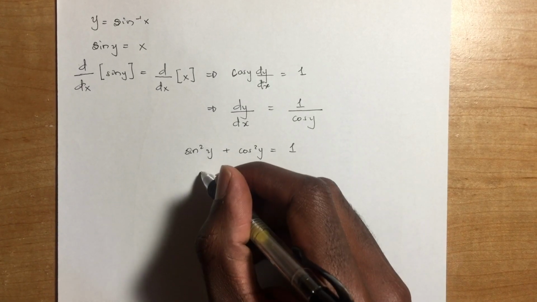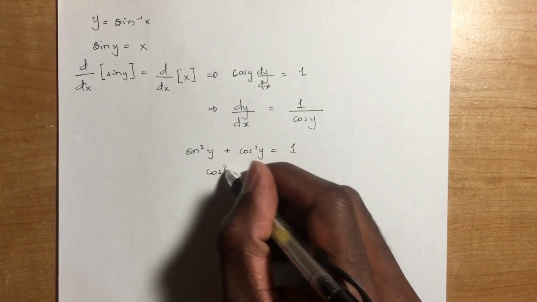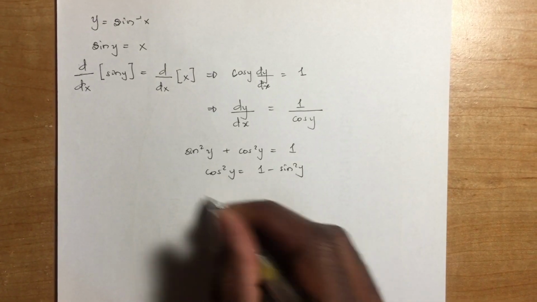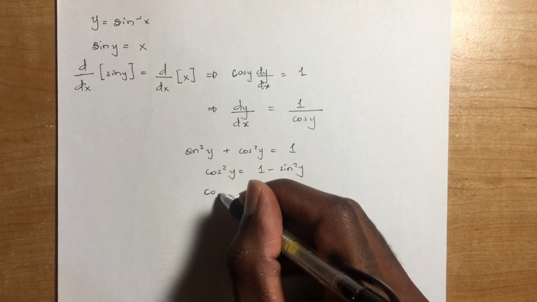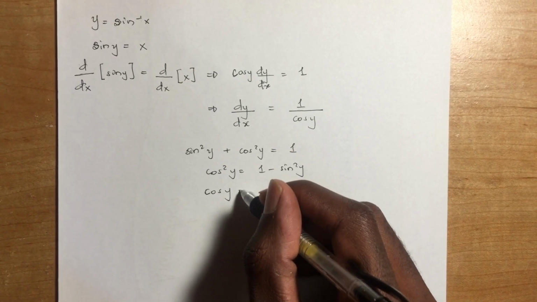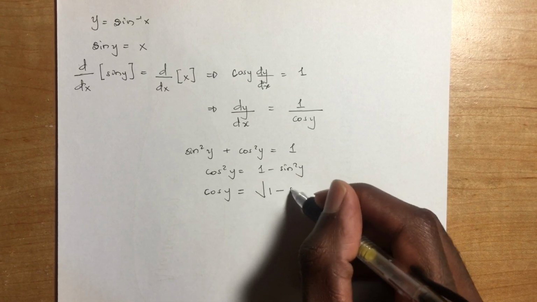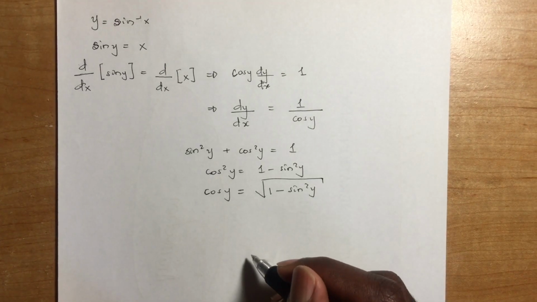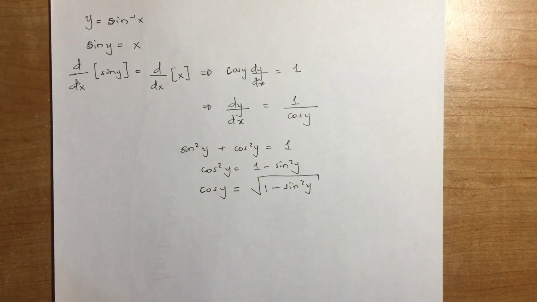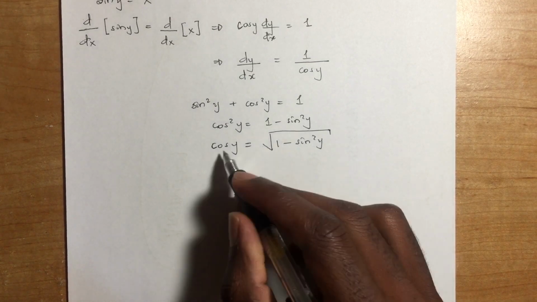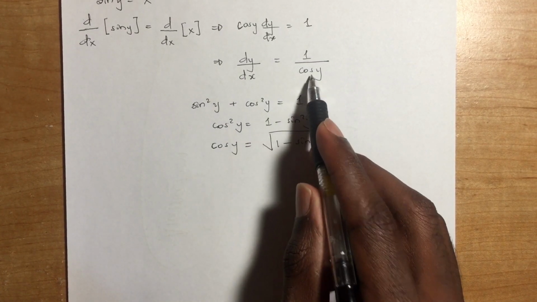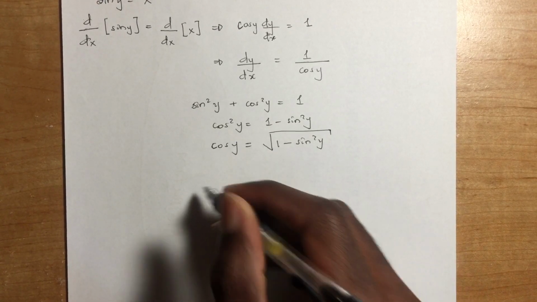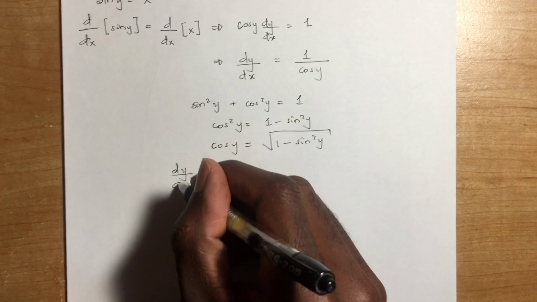We're going to send the sine squared of y to the other side, and end up with cosine squared of y equals 1 minus sine squared of y. Then if we square root both sides, we're going to end up with cosine of y equals the square root of 1 minus sine squared of y, all of that square root. And how does this help us? From here, we substitute cosine of y with the square root of 1 minus sine squared of y, and you're going to see how that helps in a second.